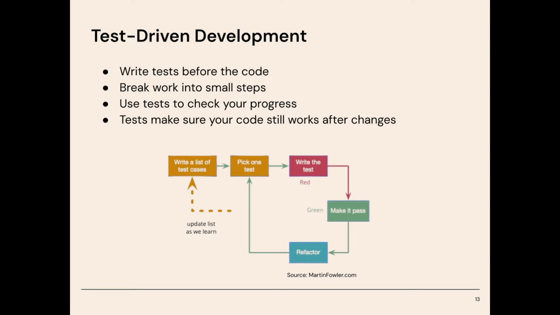TDD promotes writing cleaner, much more reliable code by keeping developers focused on small, manageable tasks while continuously validating their work through tests. So, with TDD, you have a safety net of tests that ensures your code still works as expected when you make changes. This is very valuable for data scientists who frequently refactor code or optimization or add new features. Without tests, refactoring can unintentionally break existing functionality, but with TDD, the tests will immediately highlight any regressions and allow you to confidently improve your work without fear of hidden issues.